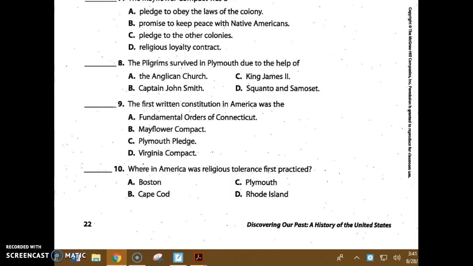Number 10. Where in America was religious tolerance first practiced? Was that A. in Boston, B. in Cape Cod, C. in Plymouth, or D. in Rhode Island?